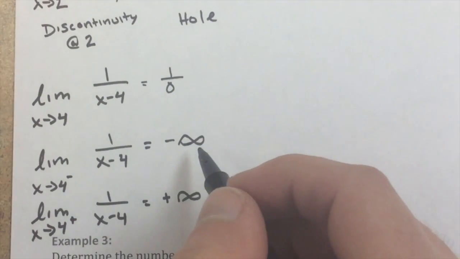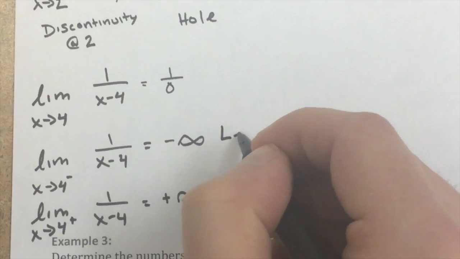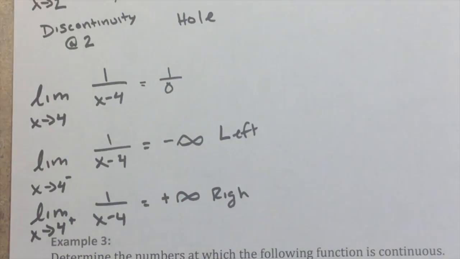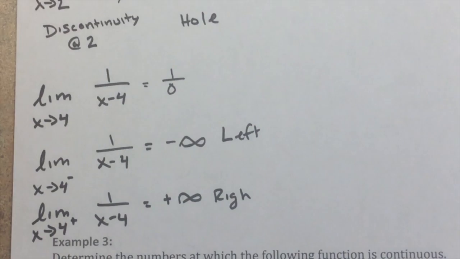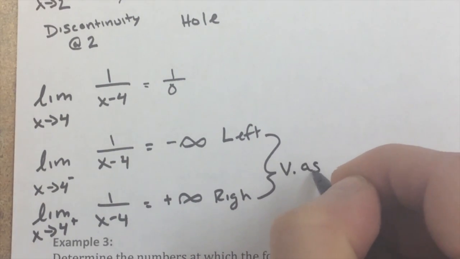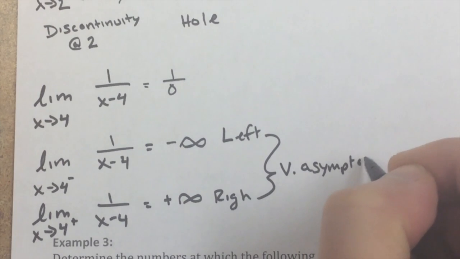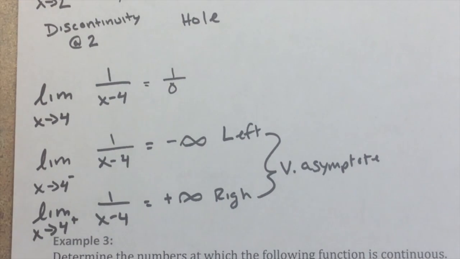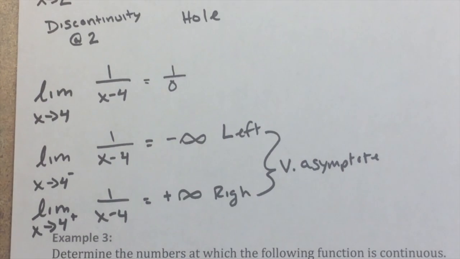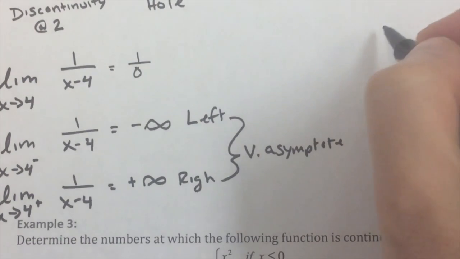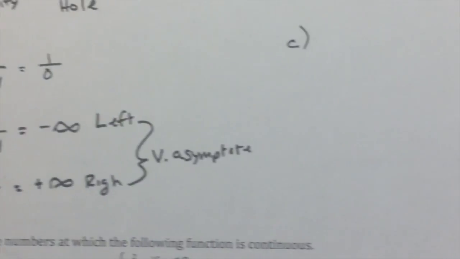So from the left, and this is the right, one's going to negative infinity, the other's going to positive infinity. Right here, we have a vertical asymptote. And this is where that concept comes from. We have a split from the limits from either the left or the right-hand side. So the last part is, let's draw a graph of this.